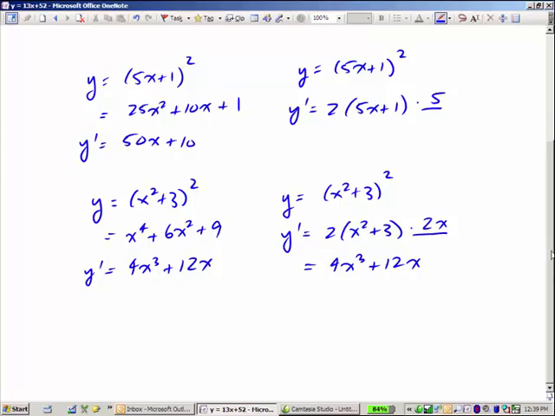Gabby? If inside the parentheses it's like x cubed plus 3, would it just be... I don't know. Let's take a look at... All right, we could do that, actually.